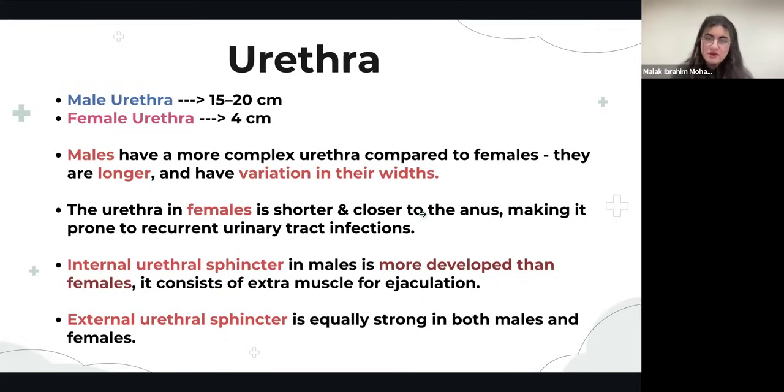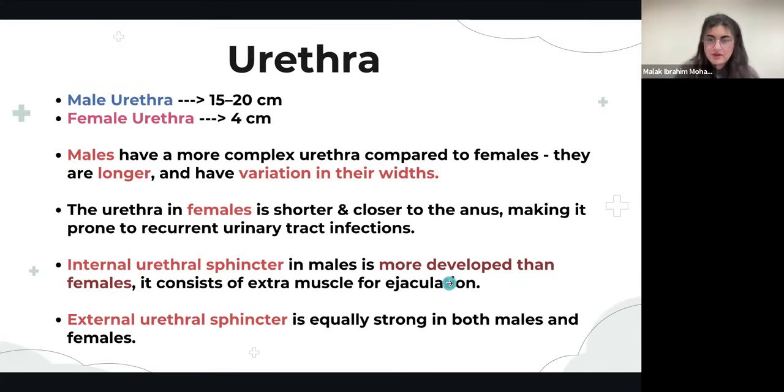Whereas in females, the urethra is shorter and closer to the anus, which makes them prone to more recurrent urinary tract infections. Since the urethra is much shorter, bacteria or whatever microorganisms can easily infect and go to the bladder and the surrounding structures, because it has easy access. It's not convoluted; it's very short and straight.